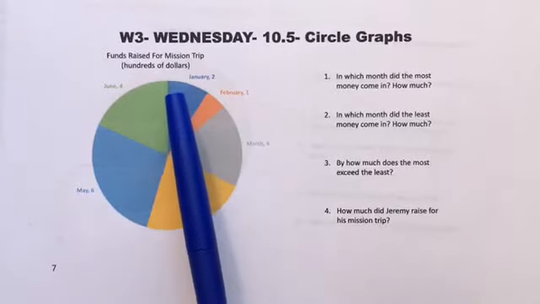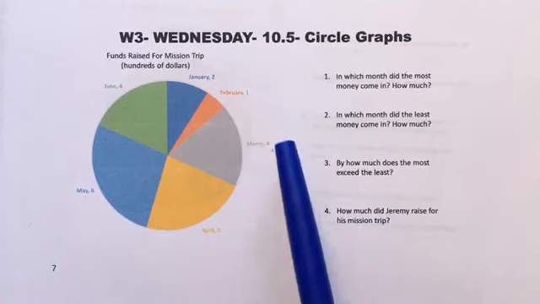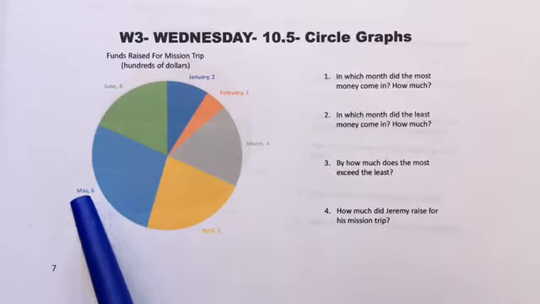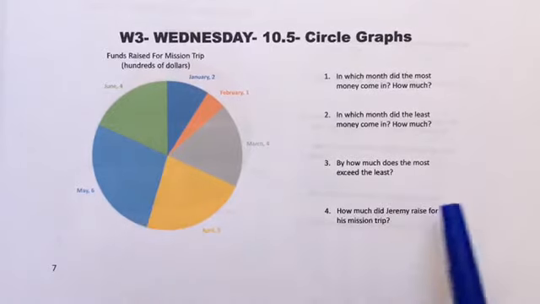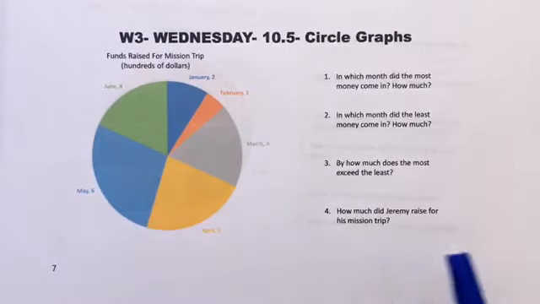So in January they raised $200, in February they raised $100, in March they raised $400, April $500, May $600, and June $400. So based on this pie chart, this is all the funds that they raised for their missions trip. Let's go answer the questions.